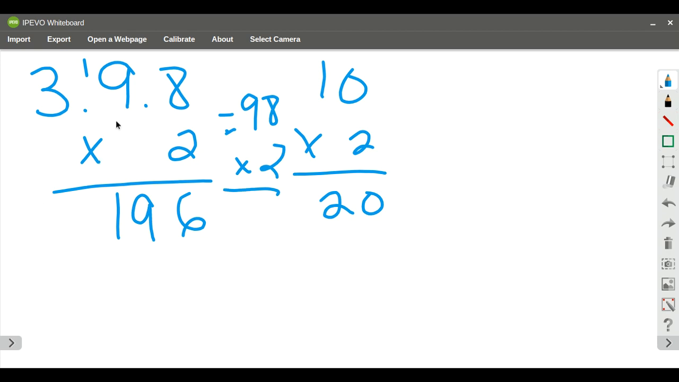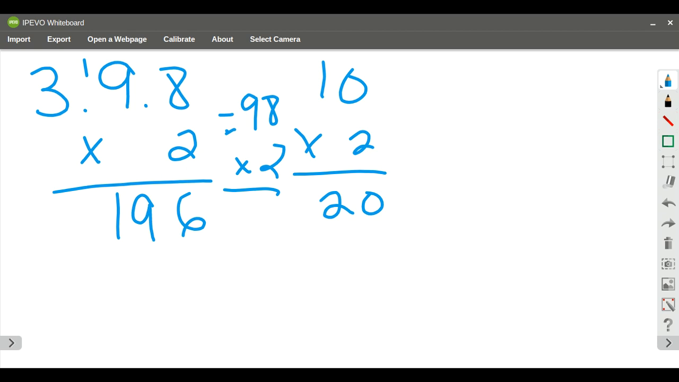Now I'm going to worry about the decimal, because now I need to figure out where I'm going to place that decimal. So I multiplied using the standard algorithm. So here's me multiplying using the standard algorithm, ignoring the decimal. And now I'm going back and looking at place value patterns to determine where I want to put that decimal. So 98 multiplied by 2 is my first value.